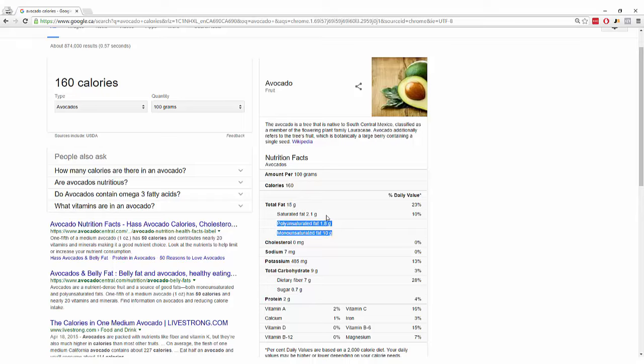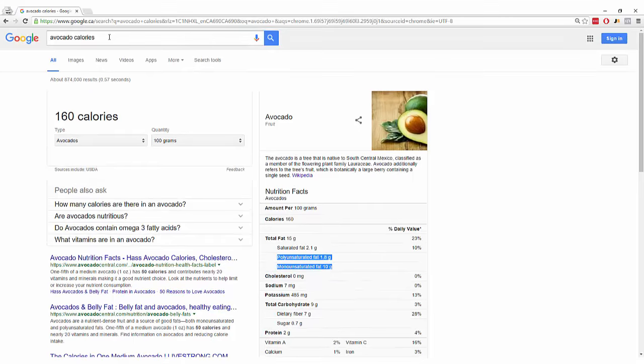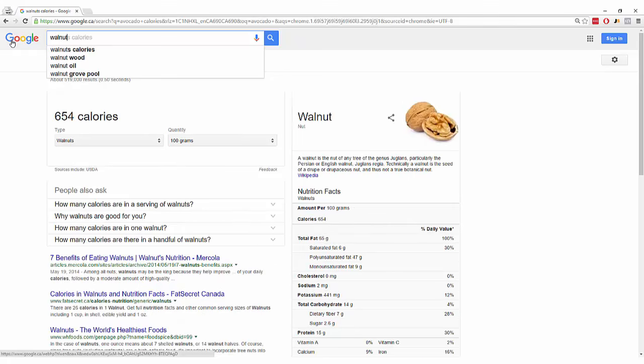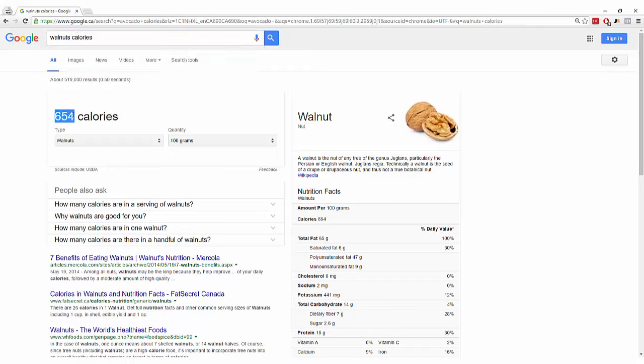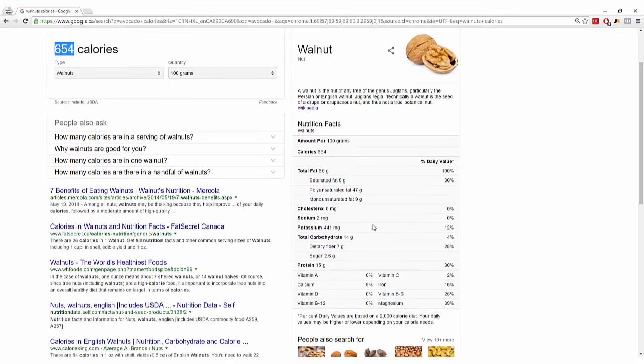And as a word of caution, by the way, when we are talking about fat, be very careful about the fat that you eat. Even avocado, even walnuts, as I gave you in the example, they're good. They have good fat. In fact, let's check it out. Walnut calories: 654 calories in 100 grams. But let's check the fats. So 65 grams of fat in 100 grams of walnuts, and that's 100% of your daily intake.